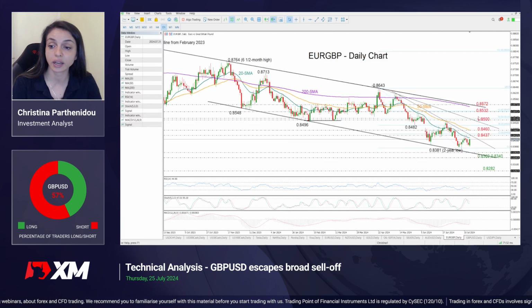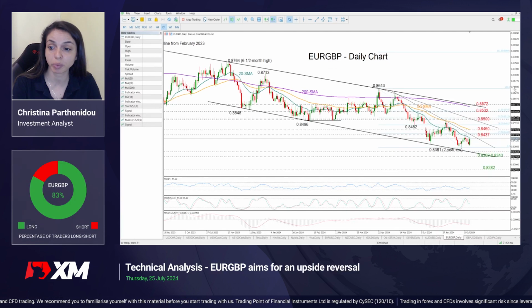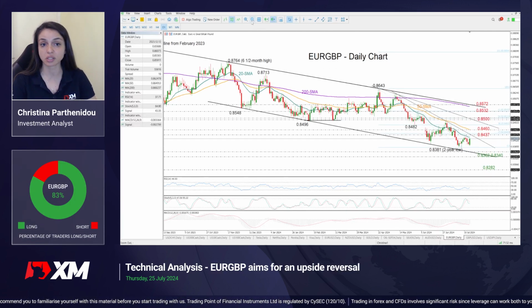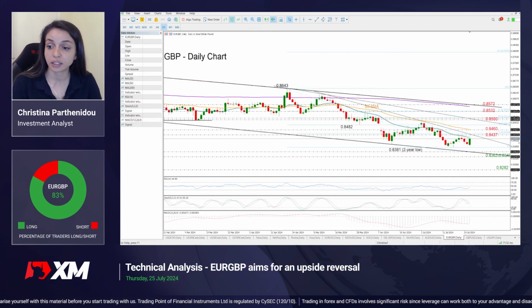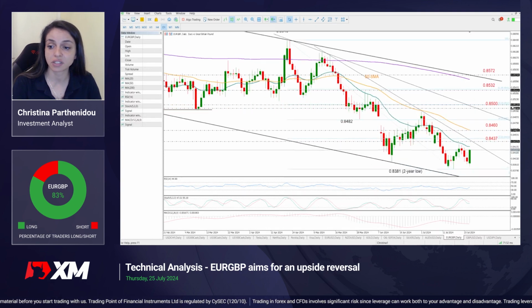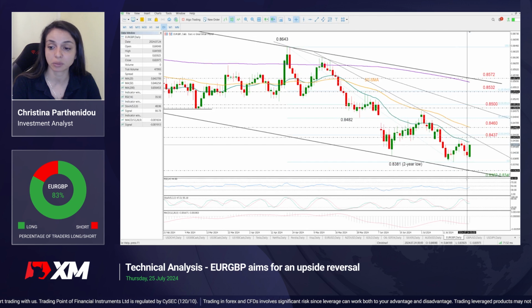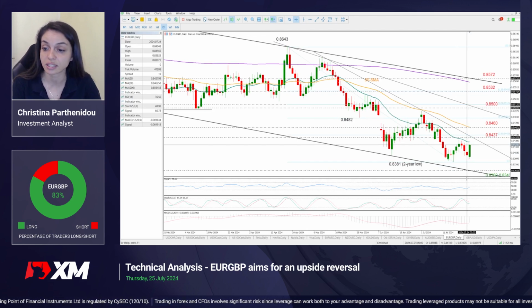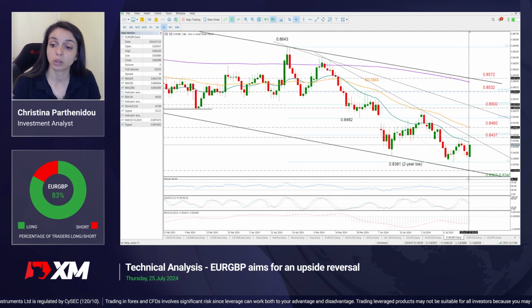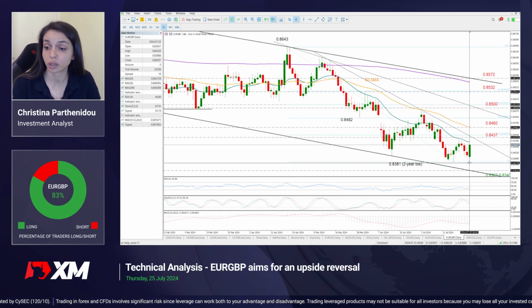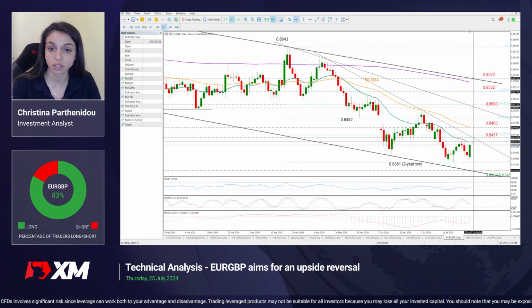And finally, looking at Euro Pound. Euro Pound is gaining some positive momentum today. It faced a negative session yesterday, but it posted only moderate losses, and it's currently back in recovery mode, heading towards its 20-day moving average at 0.8427.